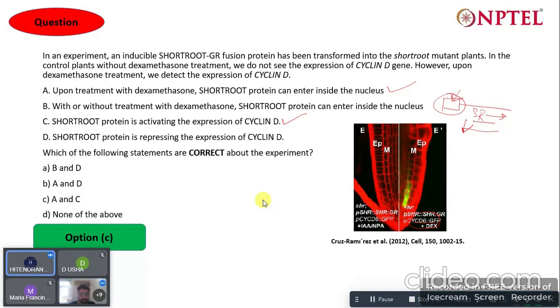Sir, actually, dexamethasone is one of the glucocorticoid-like hormones, right, sir? So how is it playing a role in transferring the transcription factor from the cytoplasm to the nucleus, sir? Is there a scenario where chemicals will play the role naturally?